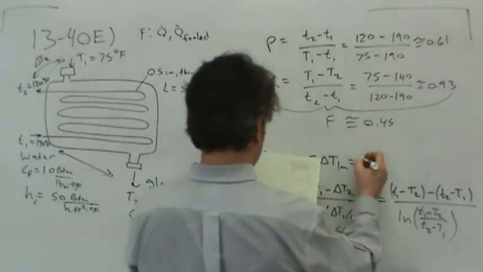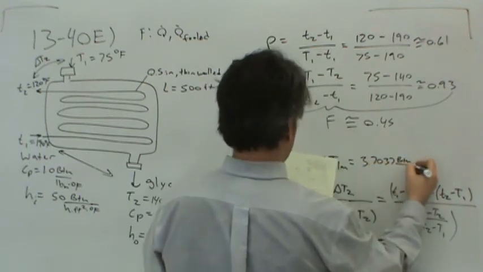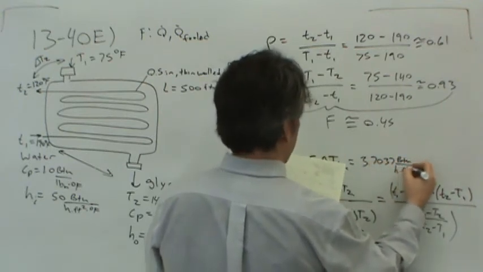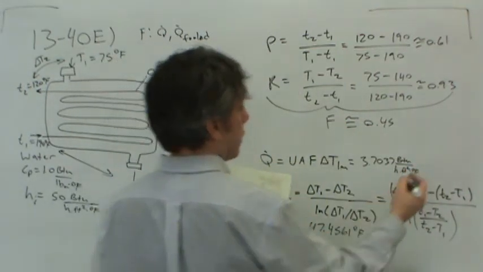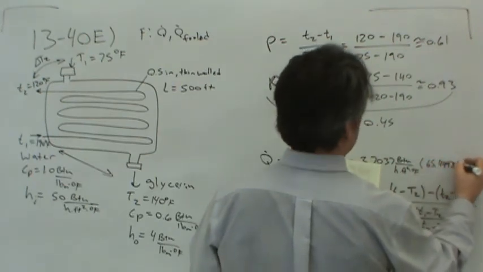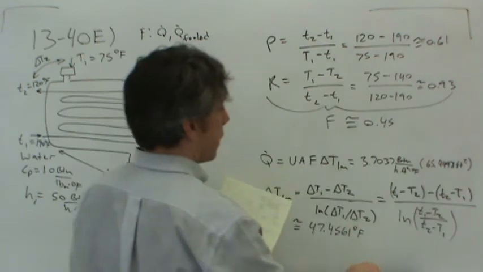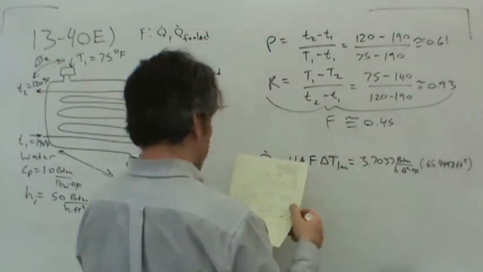And so now I will go ahead and plug them in. The overall heat transfer coefficient, 3.7037 BTUs per hour per square foot per degree Fahrenheit. The area was 65.4498 square feet. I'm off the video if I keep going to the right, so what I'll have to do is go below and continue multiplying.